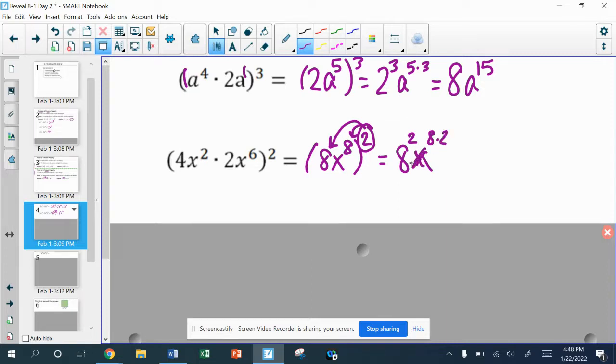Oh, that's a really horrible x, I'm sorry. So I'm going to get 8 squared is going to be 64, not 16, but the x will have an exponent of 16 because we just multiply those.